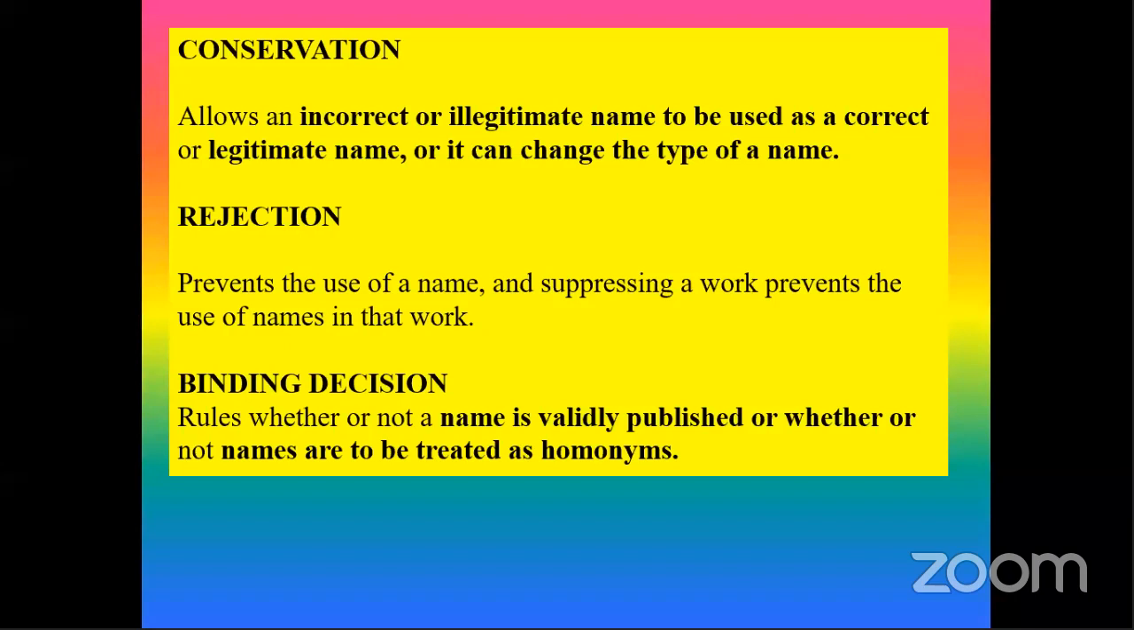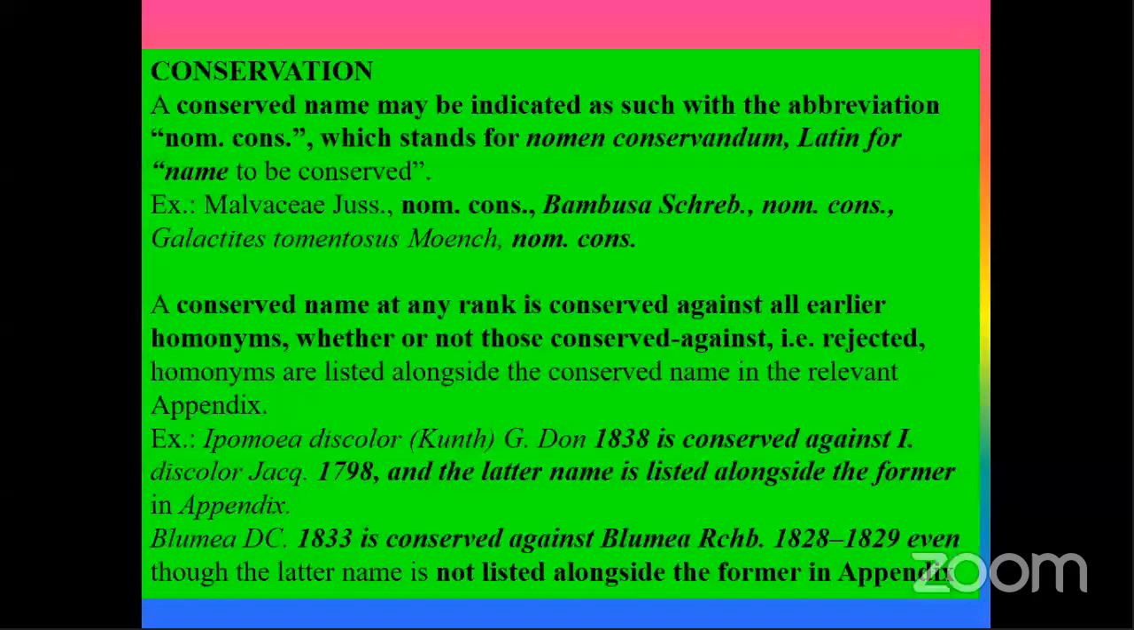Now it's names for conservation. I already told you about conservation, rejection, and binding decisions. These are the last sections of the St. John code. Next one. So conservation may be of different ranks. It is conserved at the rank of family or rank of genera or rank of species. The same as rejection, also rejection of family. So conservation and rejection, I already pointed out in the outline of the St. John code. So next, go to next.